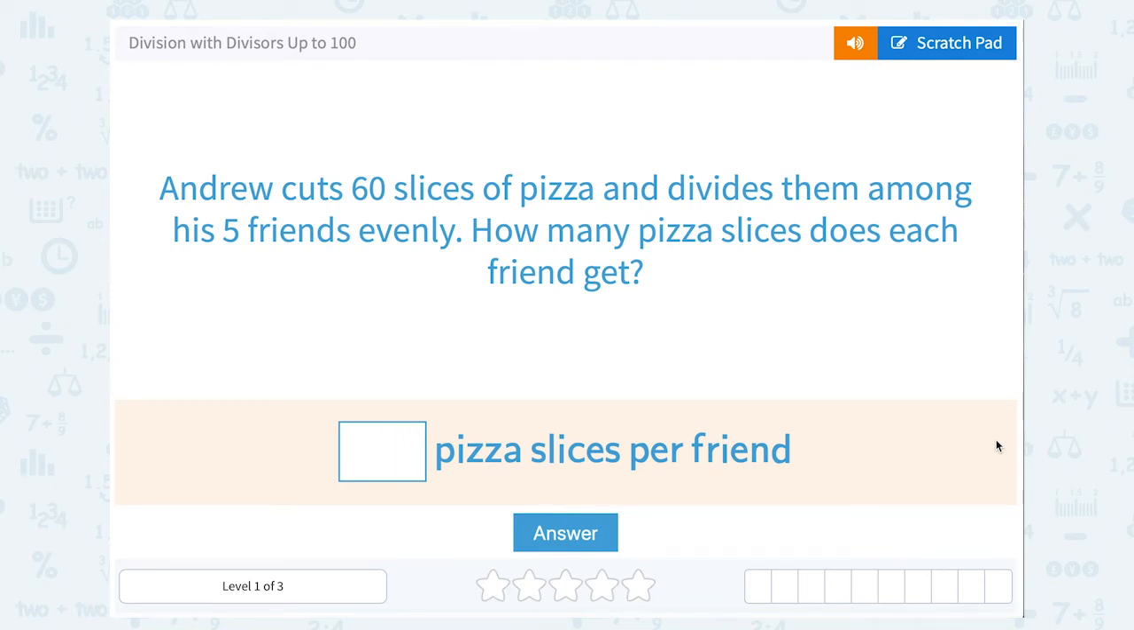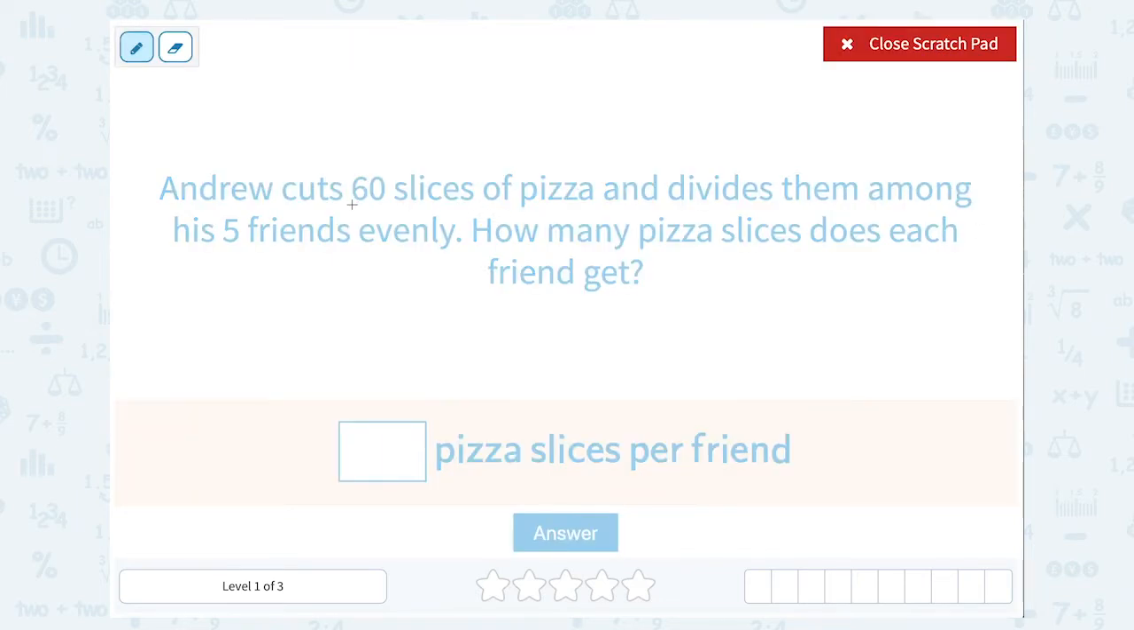Let's take a look at division with divisors up to 100. Andrew cuts 60 slices of pizza and divides them among his 5 friends evenly. How many pizza slices does each friend get?